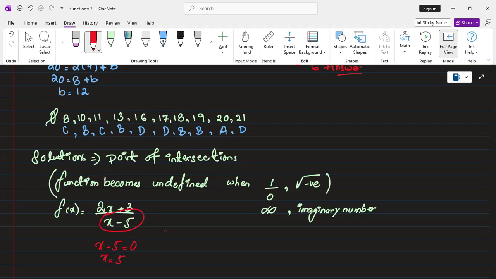If the question says what is the domain of this function, I will simply say all values of x except x is equal to 5. So the domain of the function is all the values of x except x is equal to 5.